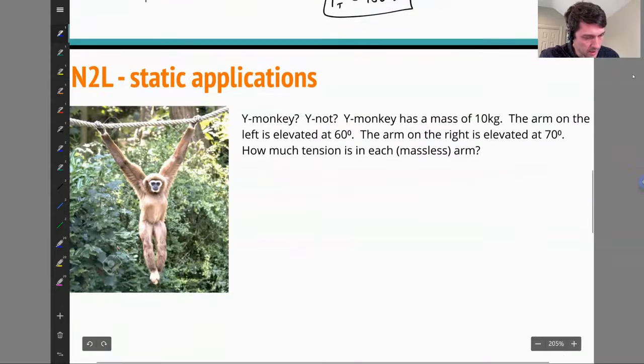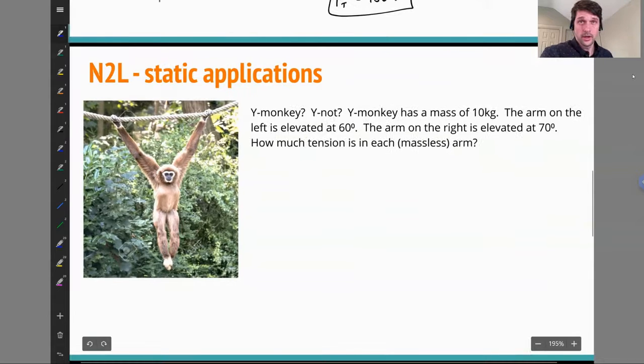All right, moving on. Y monkey, why not? Y monkey has a mass of 10 kilograms. The arm on the left is elevated at 60 degrees. That is this angle right here. The arm on the right is elevated at 70 degrees. And we would like to know how much tension is in each arm. We'll ignore the mass of the arms themselves.